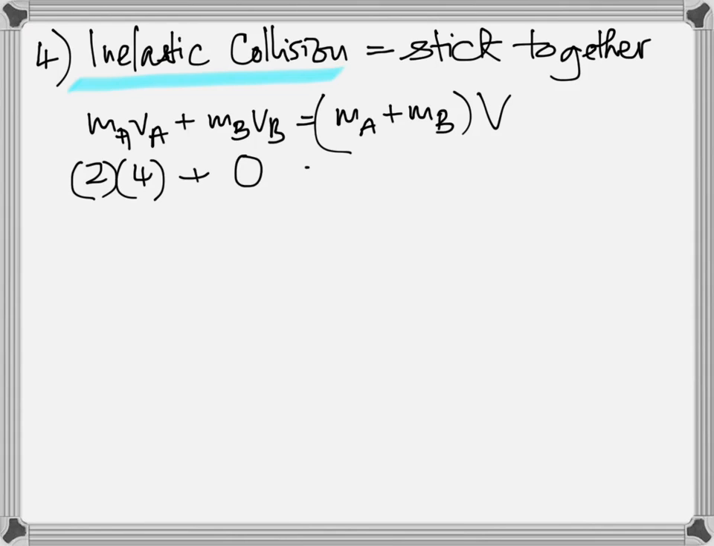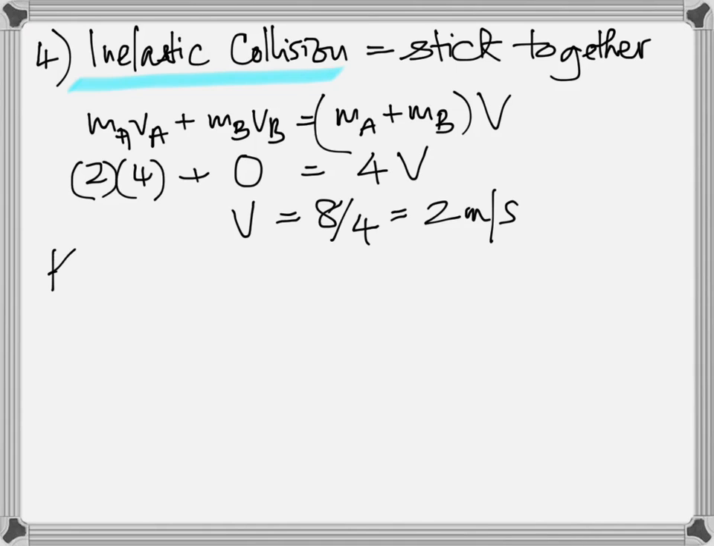2 times 4 plus the other one is not moving. That's why it's 0 is equal to this. And you get 8 divided by 4 is equal to 2 meters per second. You should not even have taken 2 seconds to do that.